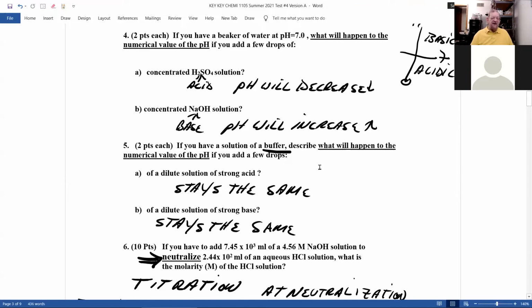Now, for 5, if you have a buffer solution, what will happen to the numerical value of the pH if you add a few drops of a dilute solution of strong acid, B, a dilute solution of strong base? By definition, a buffer solution does not change pH if you add a small amount of acid or base. Therefore, it stays the same.